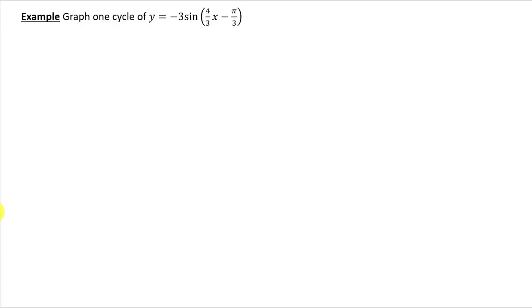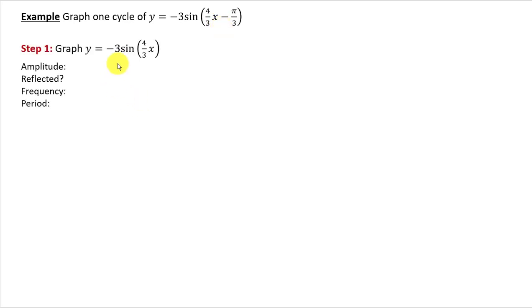Hi everyone. We're going to do one more example where we need to graph a trigonometric function, this one here, using horizontal translation. And how I know that the method of horizontal translation can be used here is because of this number, pi over 3, that's being subtracted inside the parentheses, inside the sine function, or I can say right next to x.